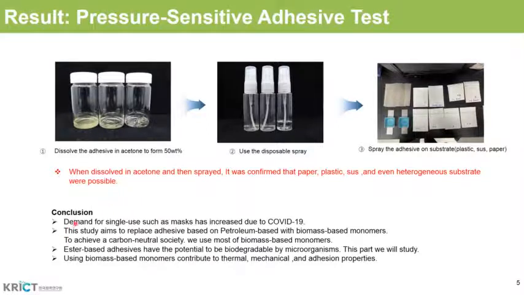Finally, conclusions. Demand for single-use items such as masks has increased due to COVID. This study aimed to replace petroleum-based adhesives with biomass monomers to achieve a carbon neutral society. We use mostly biomass-based monomers. Ester-based adhesives have the potential to be biodegradable by microorganisms. This part we will study. Using biomass-based monomers contributes to thermal, mechanical, and adhesion properties.